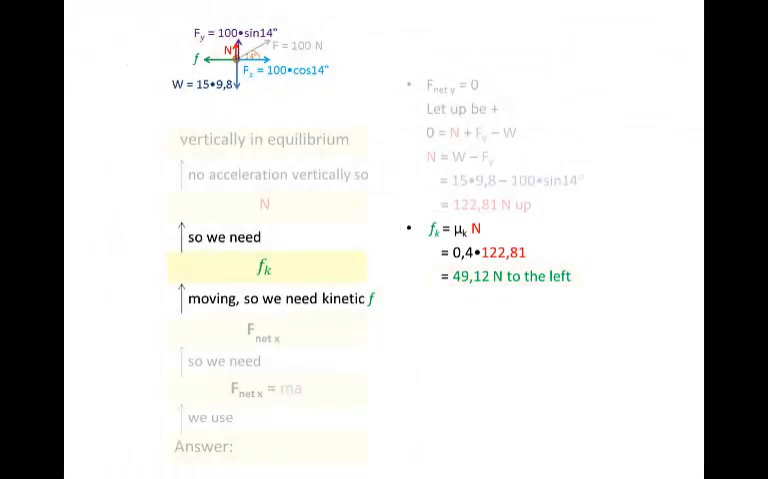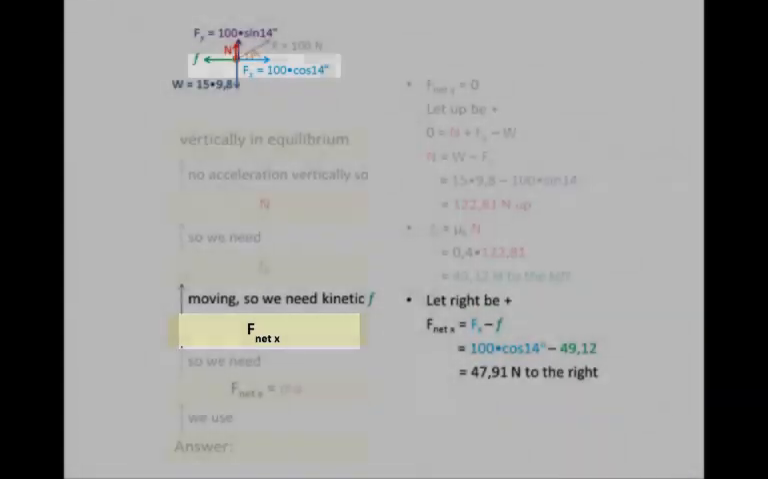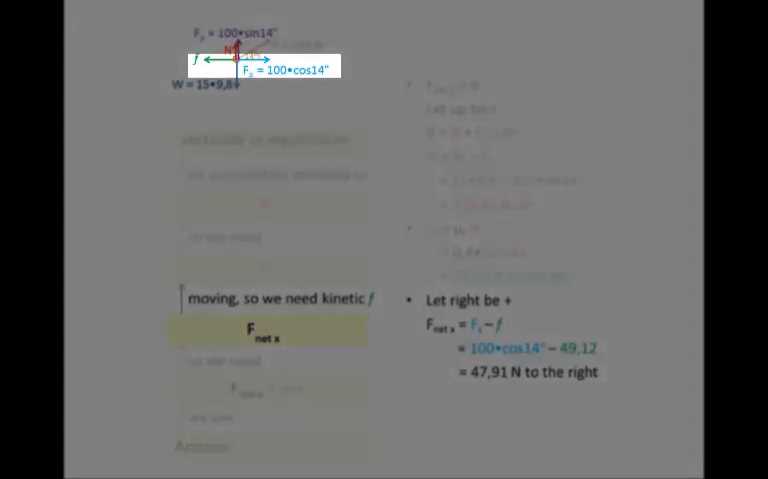The reason why we needed friction was so that we could work out the net horizontal force acting on the block. And there are two forces acting horizontally on the block. They are the x component of the applied force acting to the right and friction acting to the left. We let right be positive, so Fx is given a positive value, and we subtract friction which acts to the left from this. So we substitute values into that. We know friction, we calculated it just now, it's 49,12. We know Fx is 100 times cos 14 degrees. We do the calculation, the answer is 47,91 newtons to the right.